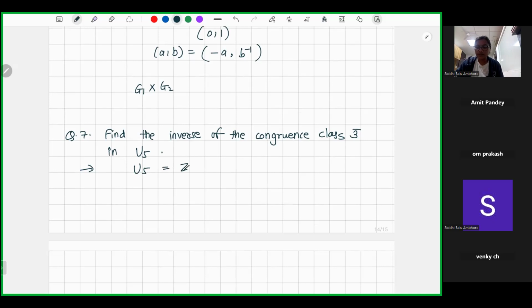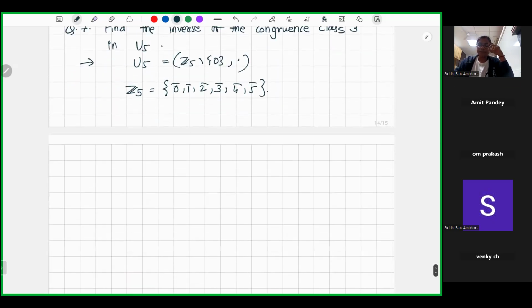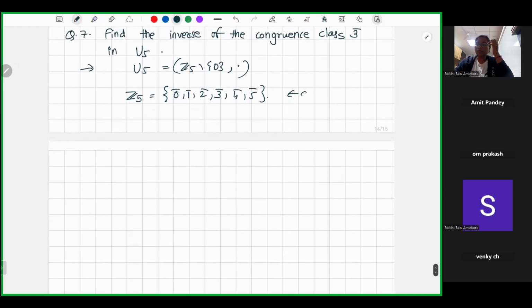U5 is Z5 minus Z0 under multiplication. Okay, so Z5 is what we know: 0 bar, 1 bar, 2 bar, 3 bar, 4 bar, and 5 bar, right? And this is a group under addition. And this U5 is this Z5.